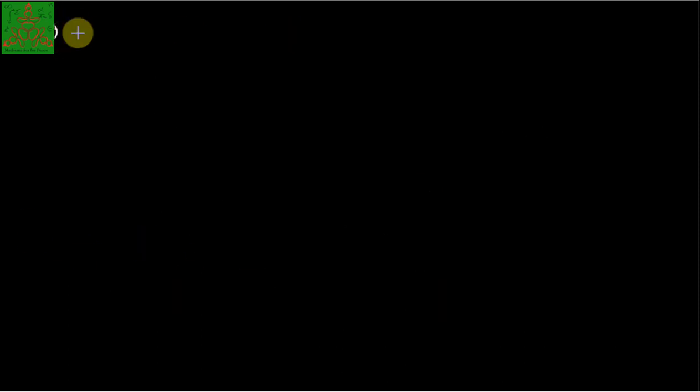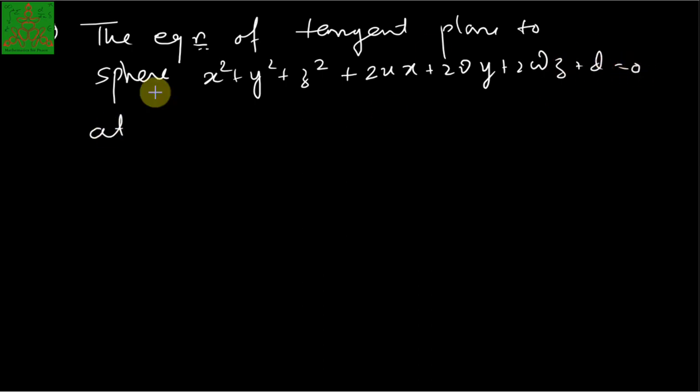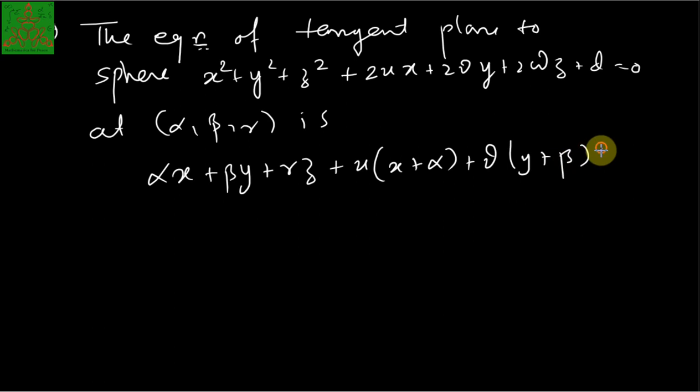Next, consider the equation of the tangent plane to a general sphere. Previously, the sphere we took was a special sphere whose center is 0, 0, 0, but it will not always be at 0, 0, 0. In general, the equation of the sphere is x square plus y square plus z square plus 2ux plus 2vy plus 2wz plus d equal to 0. For this type of sphere, the equation of the tangent plane at the point alpha, beta, gamma is alpha x plus beta y plus gamma z plus u into (x plus alpha) plus v into (y plus beta) plus w into (z plus gamma) plus d equal to 0.